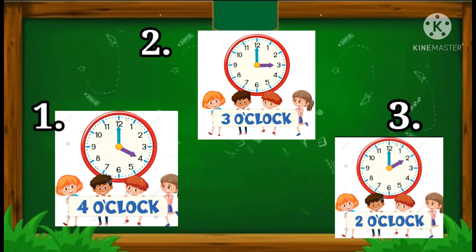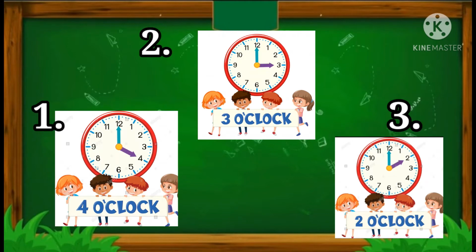Alright, my dear math buddies, let us take a look at the pictures of the clock below that show the time when the Taal volcano began to erupt. What can you observe on the hands of the clock? Yes, very good. They show different times. What time does picture 1 show? Okay, very good. It is 4 o'clock. Everybody, my dear math buddies, let us show 4 o'clock using our arms or hands.